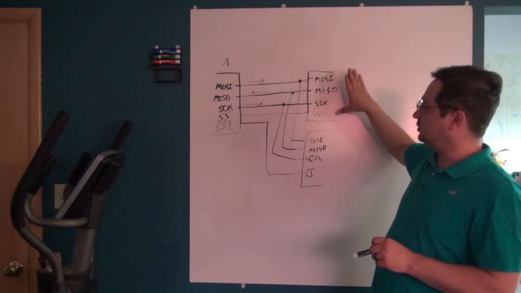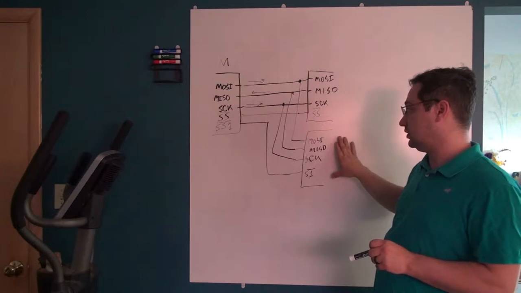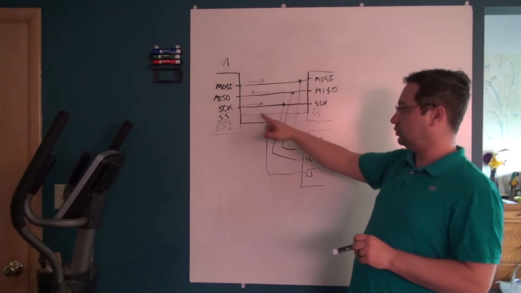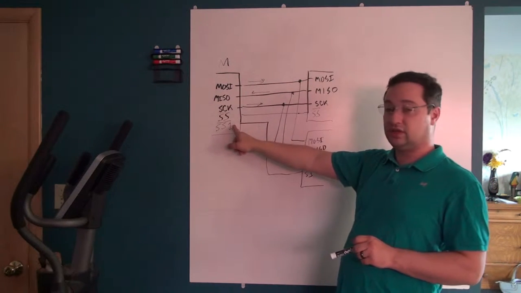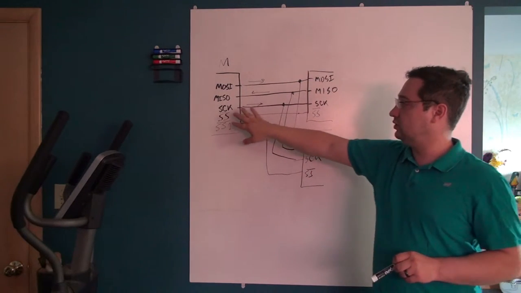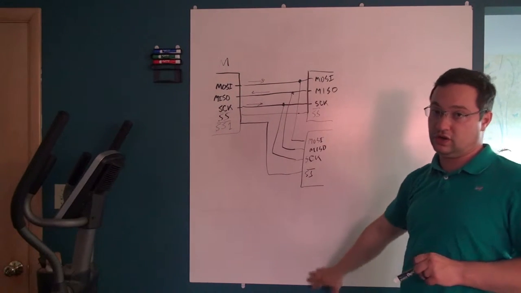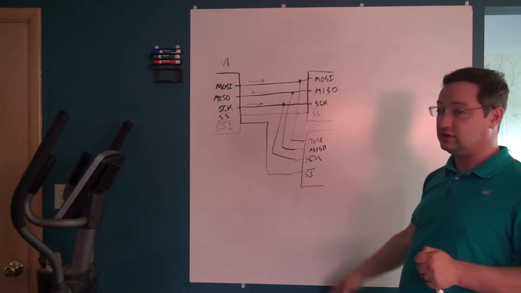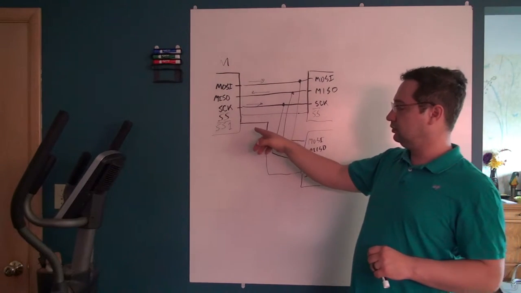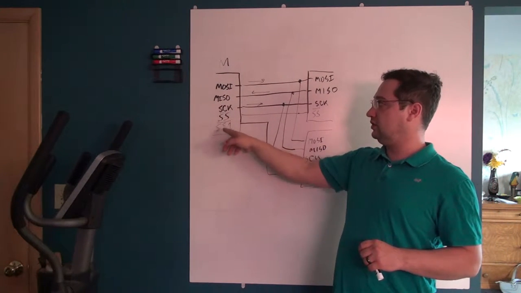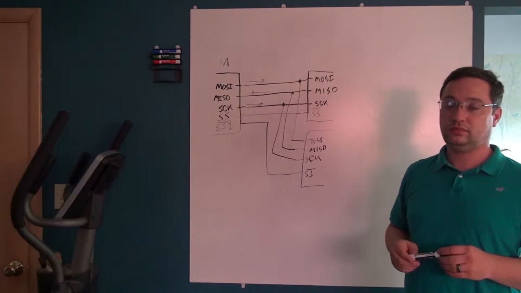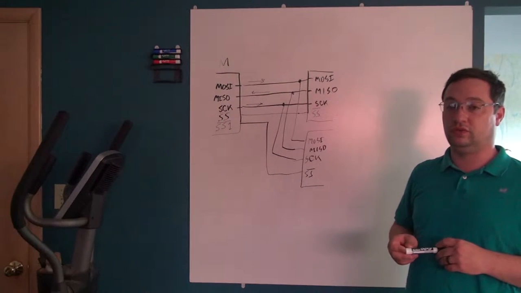And then whenever the master is done with slave number one and wants to talk to slave number two, it pulls this line high, pulls this line low, and now the master talks to the slave. And this setup can go as big as you want, almost, providing that the master has enough slave select pins to do that.